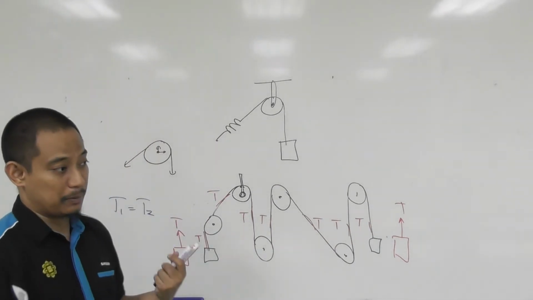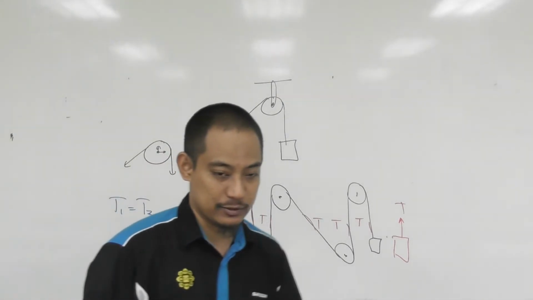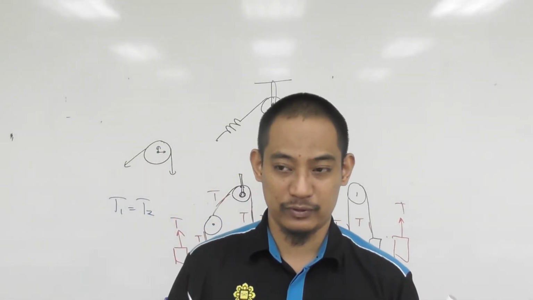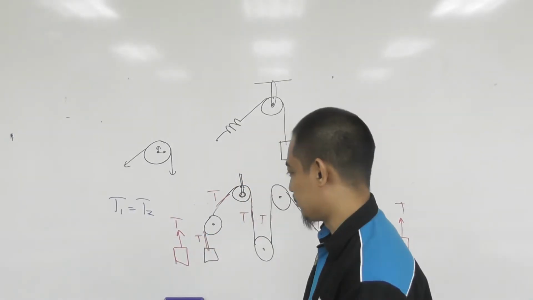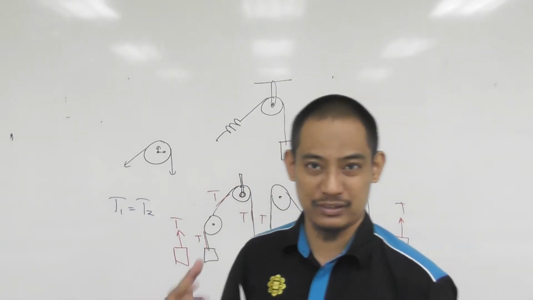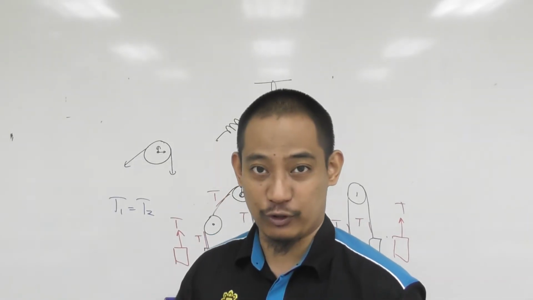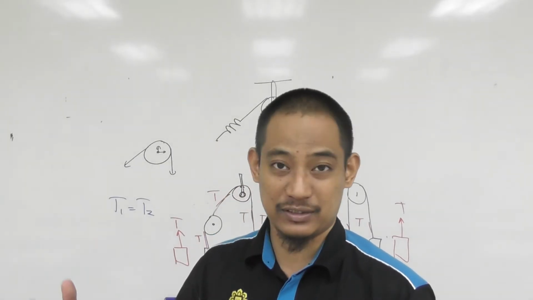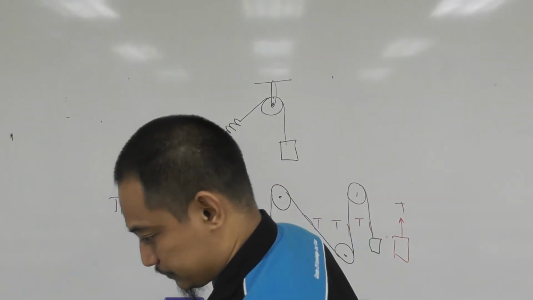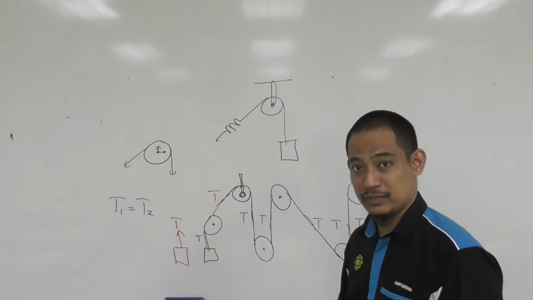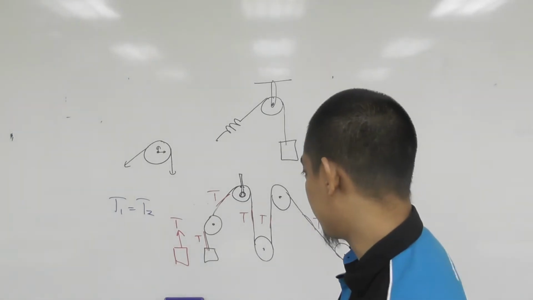Right. Now, why use T instead of F? Because when you have a cable or rope, we call it a tension, because it's always in tension. So sometimes we use T. If you want to use F, it's more general for force, but it means the same thing in this case, right? So the tension should be the same, right?